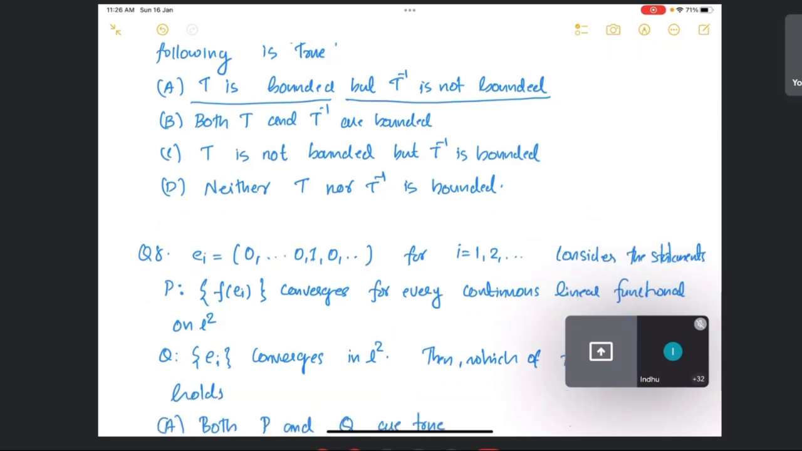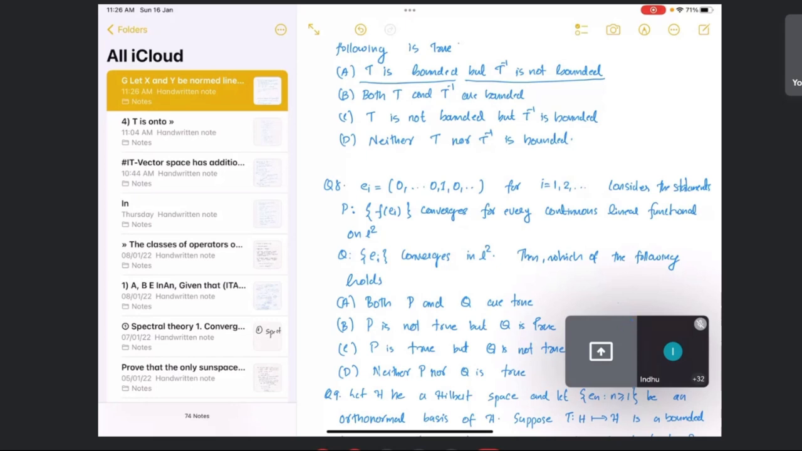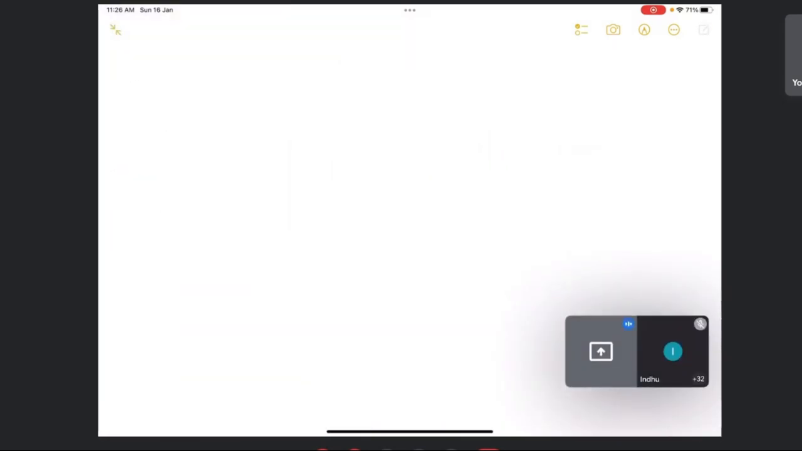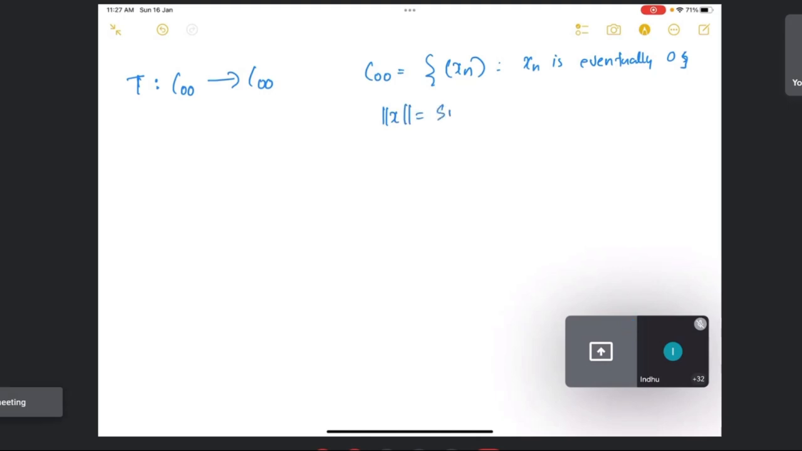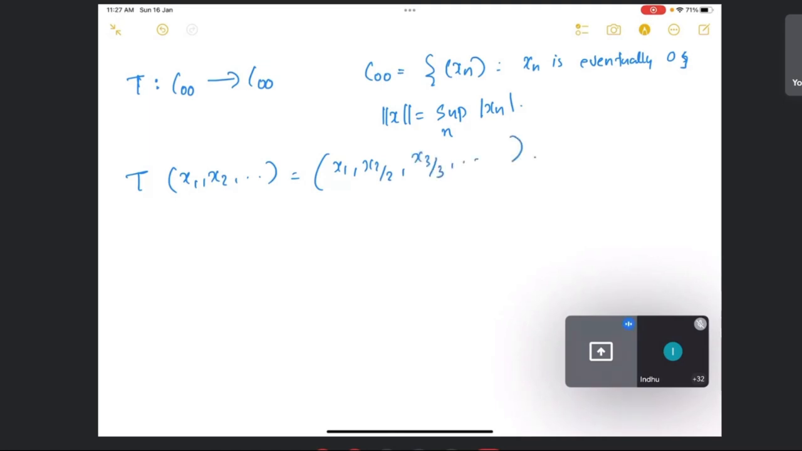Anyone? So the question is, you have T from c00 to c00, where c00 is the set of all sequences xn such that xn is eventually zero, and the norm of x equals the supremum over n of |xn|. This is our space, and T of (x1, x2, ...) is nothing but (x1, x2/2, x3/3, ...). The first option is T is bounded, T inverse is not bounded.